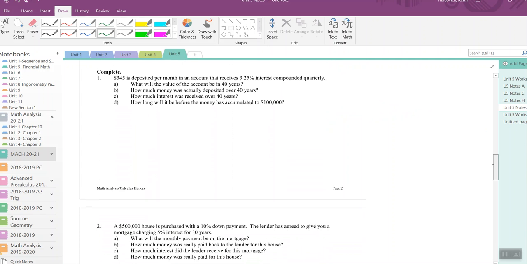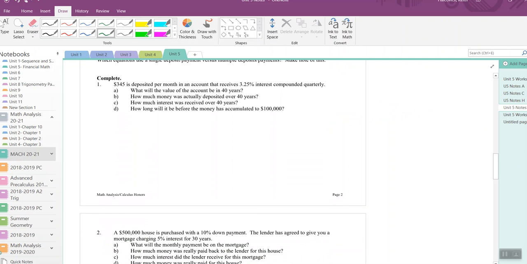So let's do some examples here. The first one: $345 is deposited per month in an account that receives 3.25% interest compounded quarterly. So this is going to be a future value because you're making periodic deposits. Now, one thing to keep in mind is that it's compounded quarterly and deposited monthly. So your periodic deposits, you want them to be in terms of the compounding. So if you're putting $345 per month, 345 times 3 is going to give you $1,035 per quarter. So that's going to be your P.